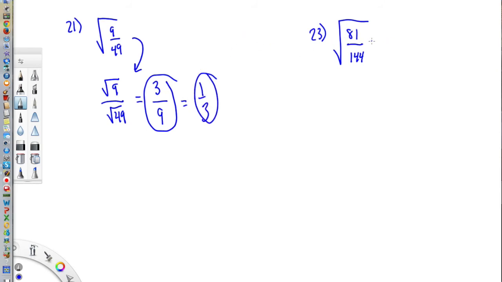Over here, same thing. I know that the square root of 81 over 144ths is really the square root of 81 over the square root of 144. I know my perfect squares. The square root of 81 is 9. The square root of 144 is 12. I can reduce this. 3 goes into 9 3 times, and 3 goes into 12 4 times.